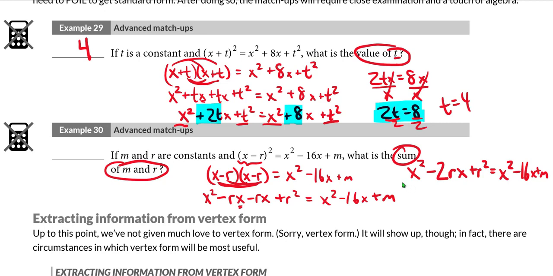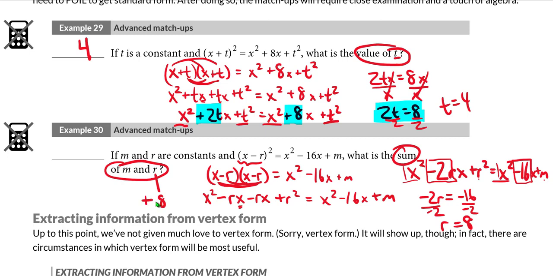So again, I've got the x squared and x squared, right? There's a 1 there and a 1 there. They all match up. The r squared and the m are going to match up. And now these two middle terms, I can see in the b position, I have a negative 2r on the left, and in the b position, a negative 16 on the right. So that means that negative 2r equals negative 16, divided by negative 2, divided by negative 2. I get that r equals 8. So I now have my r value.